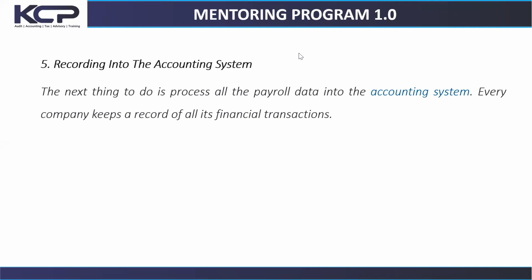Then the NHF is expected to be remitted. You can remit it earlier, but you should not remit it later than the 30th day of the following month. Pension, you can remit it earlier, but it should not be remitted later than the 7th day of the following month.